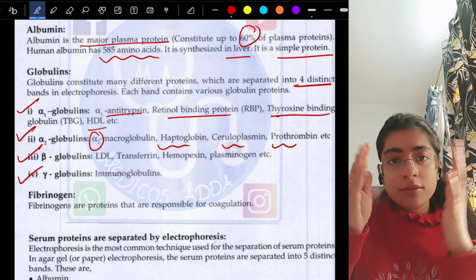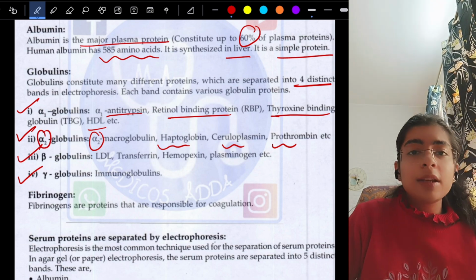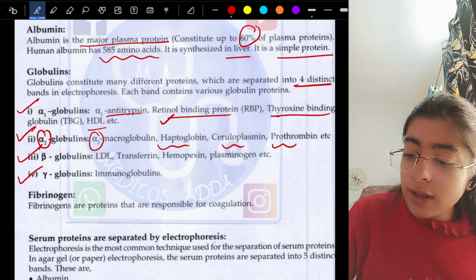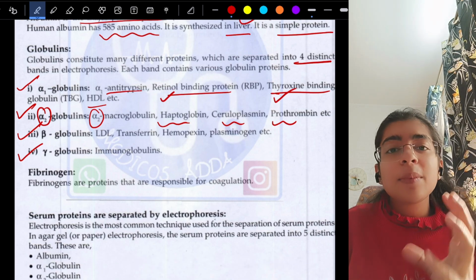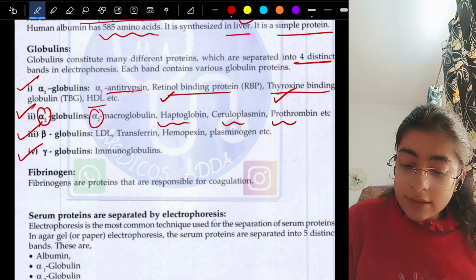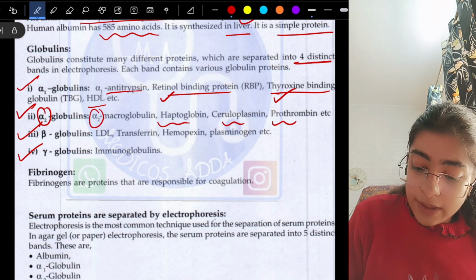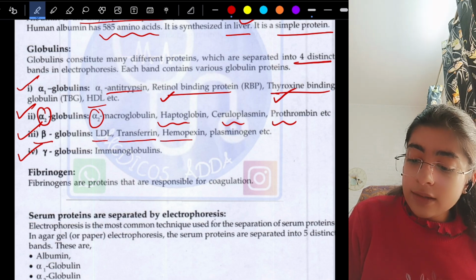These are not organ-type things, so they are alpha 2. Primary importance organs, so retinol, thyroxine, etc. I am just saying some mnemonics so that it is easier for you. Next is alpha 2 globulins. This is the alpha. Beta globulin is the LDL, transferrin, and hemopexin, plasminogen.